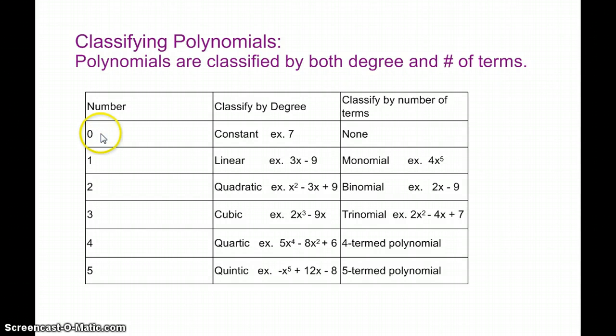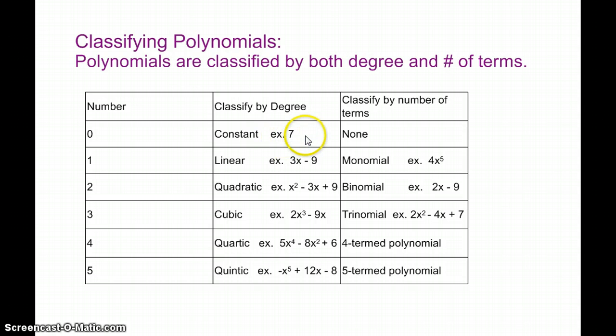Now, you see here our left column refers to our number, our middle column refers to classifying by degree, and our right column refers to classifying by the number of terms. To begin with, let's look at the number 0 here. If something is of degree 0, you see it does not have a variable on it. The example here would be just the number 7. It does not have a variable on it, and so that would be of degree 0.